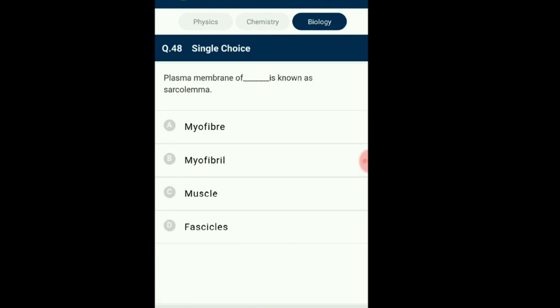Endoplasmic reticulum is generally called sarcoplasmic reticulum, a storehouse of calcium ions, and a large number of parallelly arranged filaments are present in the sarcoplasm. Myofilaments form myofibrils. So the answer is option A. Plasma membrane of myofiber is known as sarcolemma.